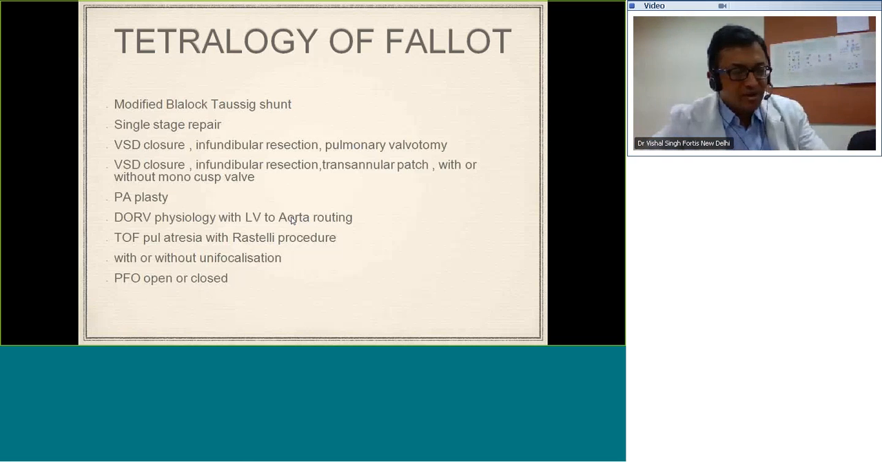You have plenty of surgical interventions done in this entire spectrum, which starts with a modified Blalock shunt, done either in the neonatal period or in cases with very small pulmonary arteries. Then a single stage repair, which comprises VSD closure, infundibular resection, pulmonary valvotomy for something like a VSD PS, to a VSD closure, infundibular resection, transannular patch with or without a monocusp valve for a classical tetralogy, with or without PA-plasty, depending on the configuration of the right and left pulmonary arteries and the confluence. A DORV physiology, where you do an LV to aorta routing with a reconstruction of the RVOT. A TOF with pulmonary atresia with Rastelli procedure with or without unifocalization. And obviously, a PFO, open or closed depending on the RV pressure later, which is an association in most of these situations.